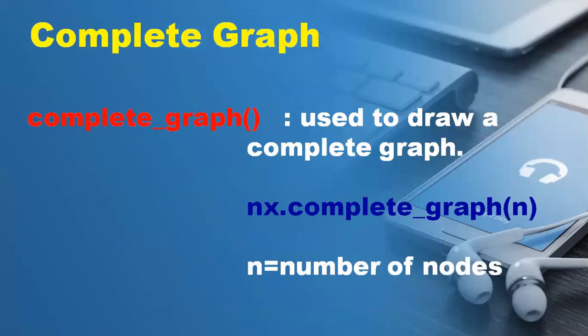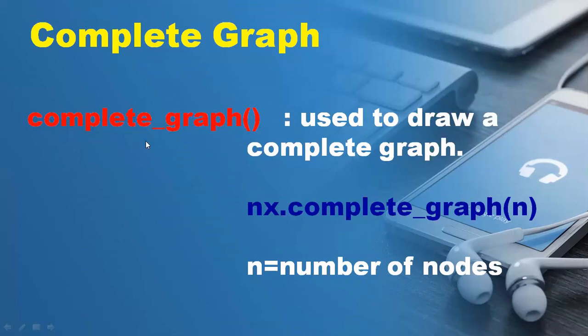So now comes the complete graph. If we have to plot a complete graph, we will be using this function complete underscore graph, which is available in NetworkX. So nx dot complete underscore graph, and in this we will be passing n, which is the number of nodes. If you pass 4, then it will plot the complete graph for 4 nodes, and if you pass 10, then it will plot the complete graph for 10 nodes.